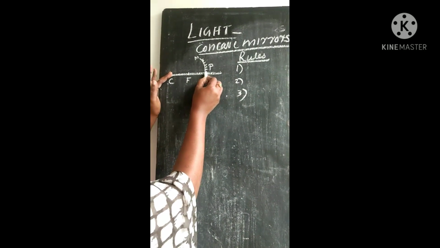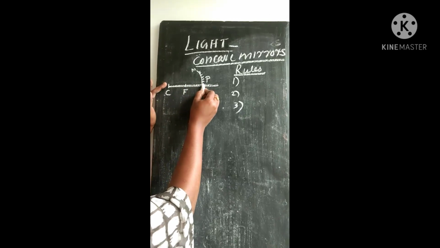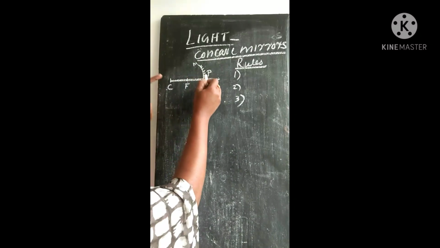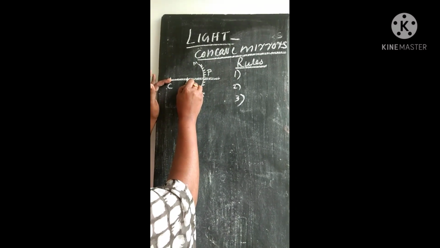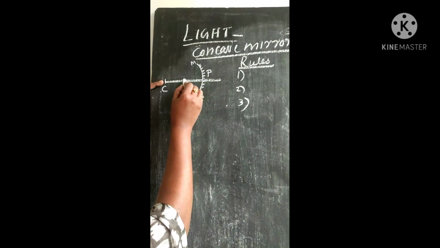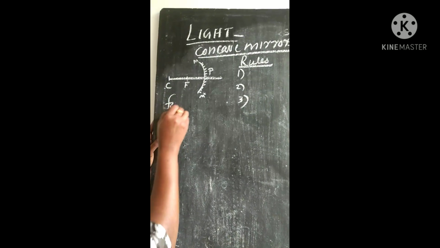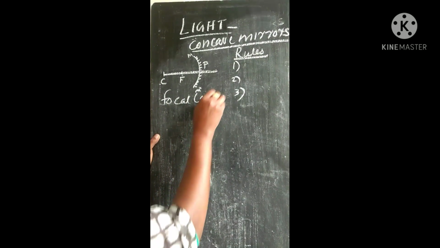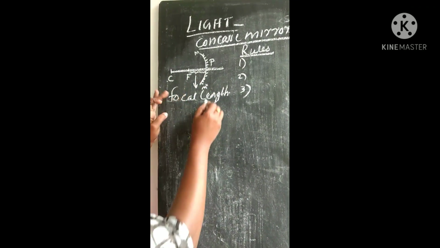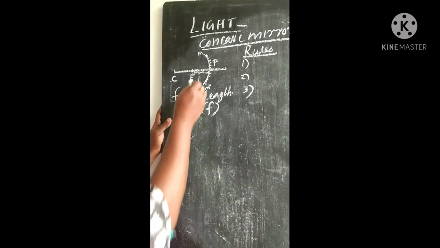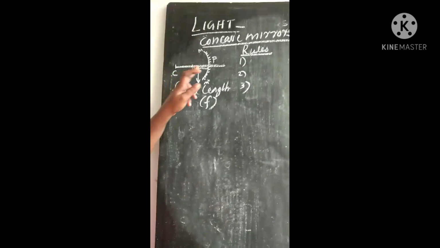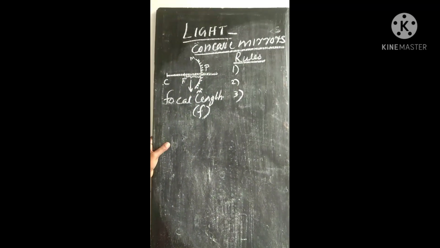The point F is coming exactly midway between C and P. If CP is 4 meters, CF is 2 meters. If CP is 10 meters, CF will be 5 meters. The distance from the pole to the principal focus is called the focal length, and that is denoted by a small letter f. Capital F is for principal focus and small letter f is for focal length. That is the distance between the pole of the mirror and the principal focus.